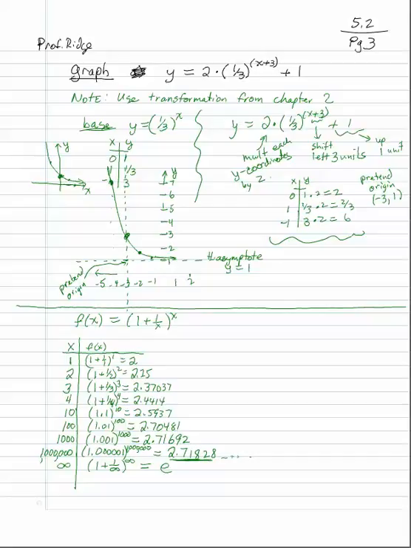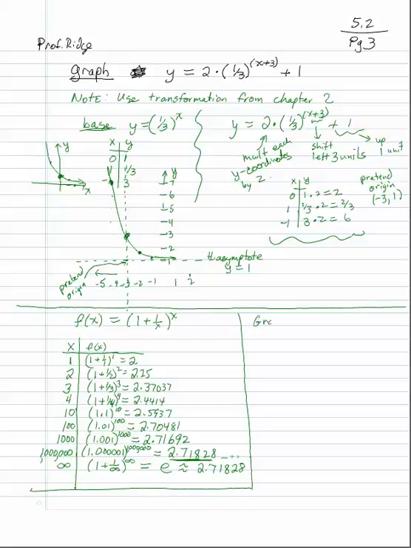So e is about 2.71828. I think there's another 28 after that. Anyway, I would like you to have memorized 2.718. Okay, so e is 2.718, and that's called the exponential number.